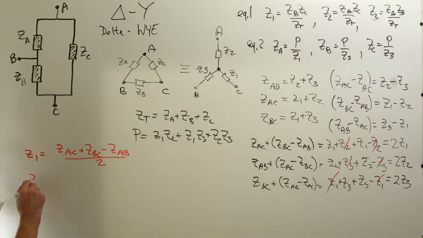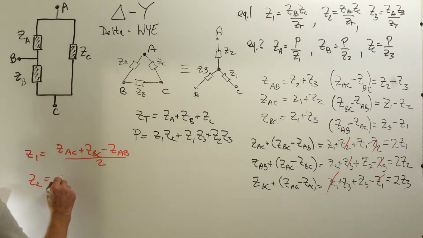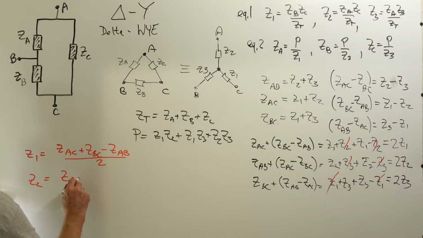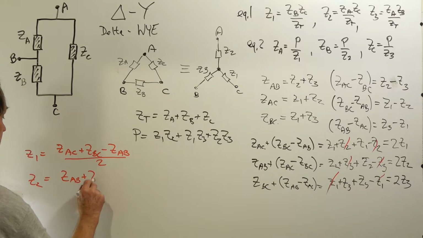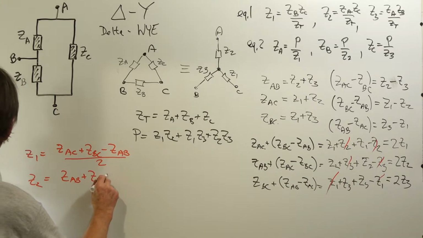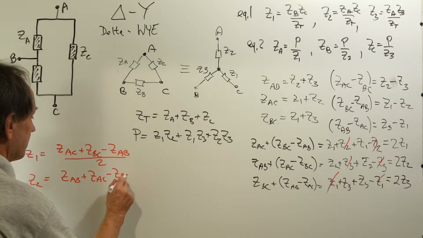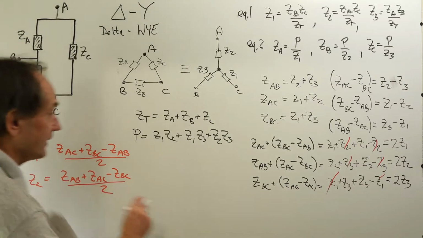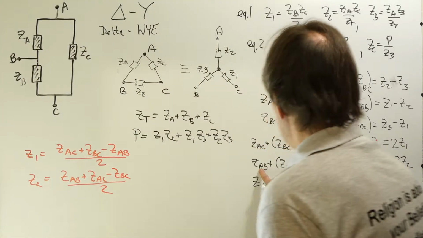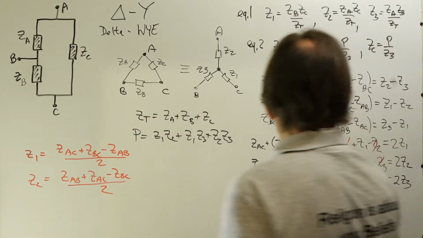Likewise, Z2 is ZAB plus ZAC minus ZBC, all over 2. That comes from this equation: AB plus AC minus BC.